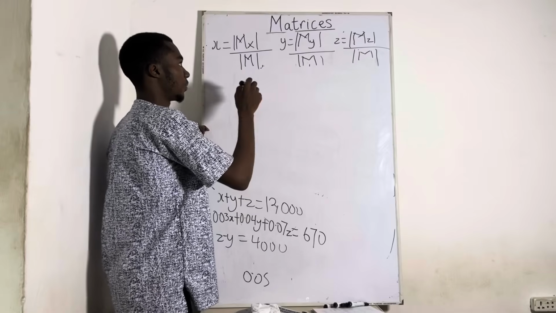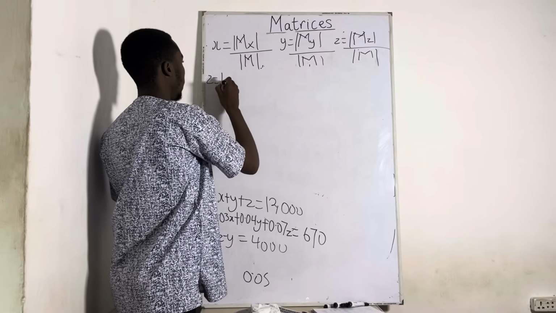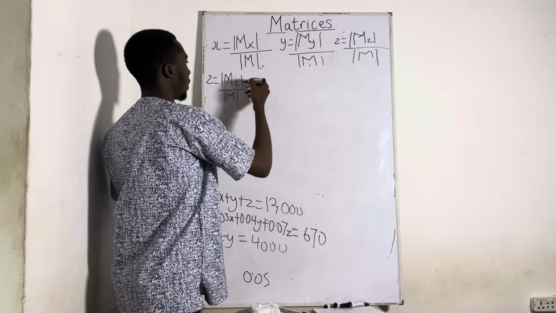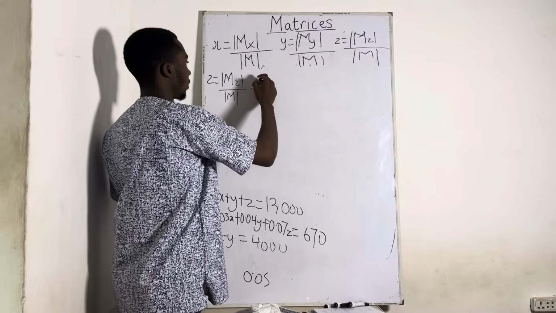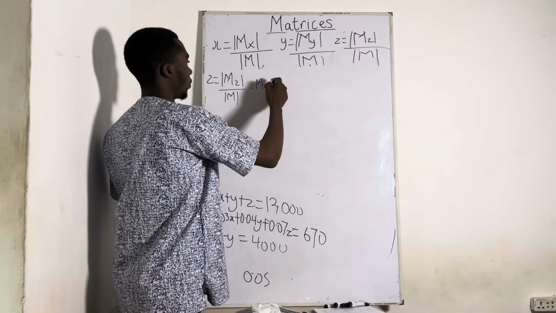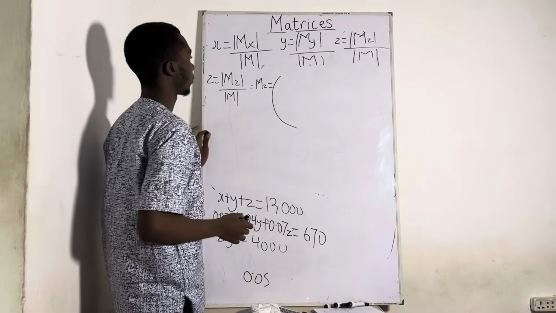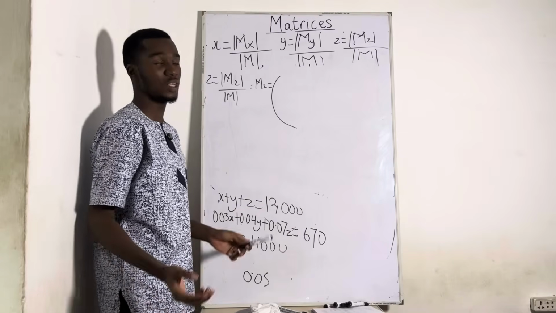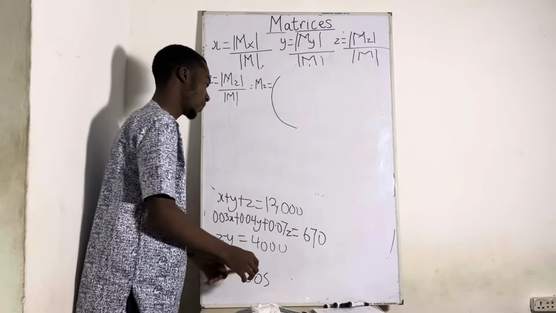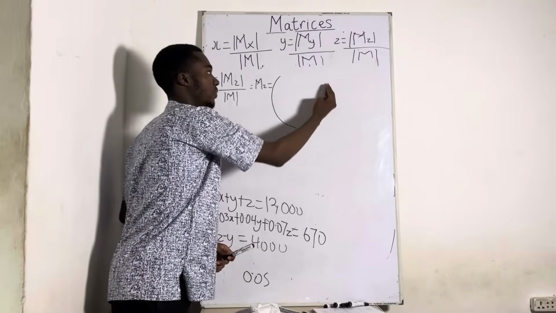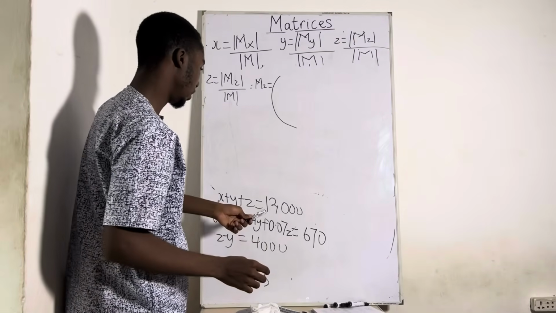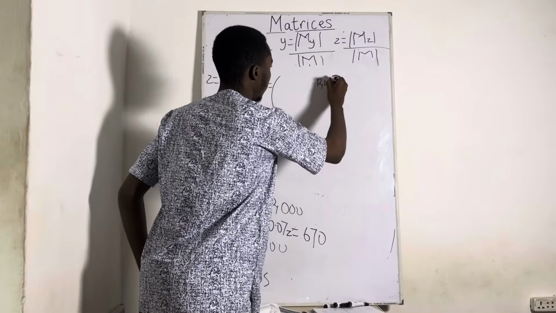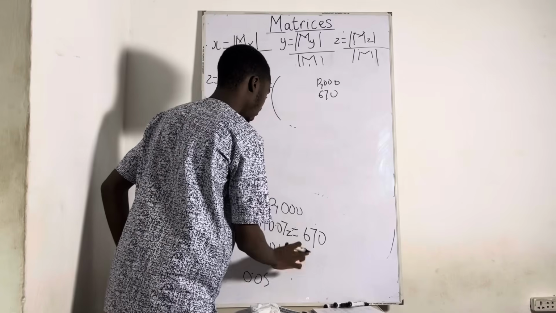So our z is the determinant of Mz over M. So z is the determinant of Mz over the determinant of M. So we just find our Mz first. You get it? So the Mz is equal to... So now we are going to represent all the z values by what is after the equal to sign. You get it? So whatever you are finding for, the values are just represented by what's after the equal to sign. You get it? So our z values are somewhere here. So we have 12,000, 670, and 4,000.